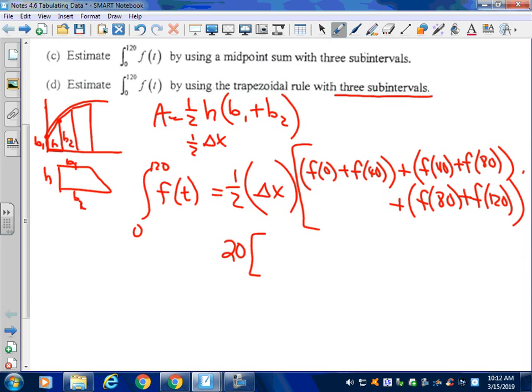I got 484. 484. Yeah. And that's better than the others, isn't it? Yeah. Trapezoid's more accurate than midpoint. So that means that if I can do trapezoid, it'd be worth it.